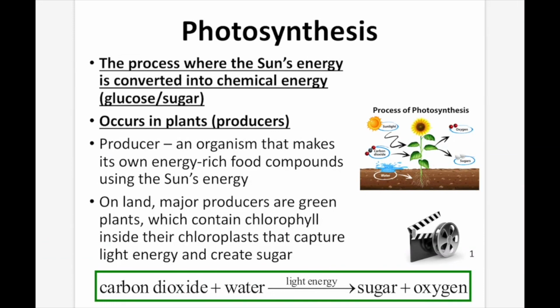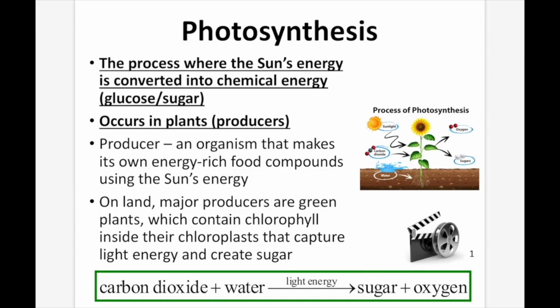Photosynthesis. Photosynthesis is a process where the sun's energy is converted to chemical energy, glucose and sugar. It occurs in plants, which are producers, and a producer is an organism that makes its own energy-rich food compounds using the sun's energy. So if you make glucose using photosynthesis, you are a producer. On land, the major producers are green plants, which contain a compound called chlorophyll inside their chloroplasts that capture light energy and create sugar from it.